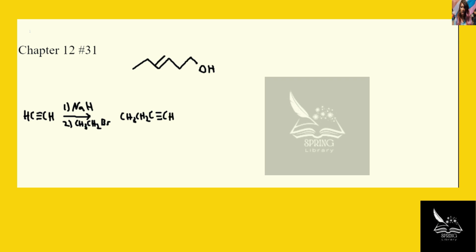Okay, and so from here, we can do essentially something similar again. We're going to deprotonate this molecule that we've made with sodium hydride again. And then this time, instead of using ethyl bromide as an electrophile, we're going to use this epoxide electrophile, this oxirane. And so that's going to get us to this point.